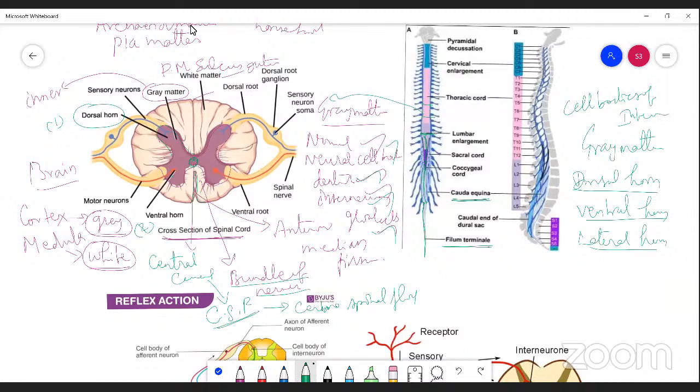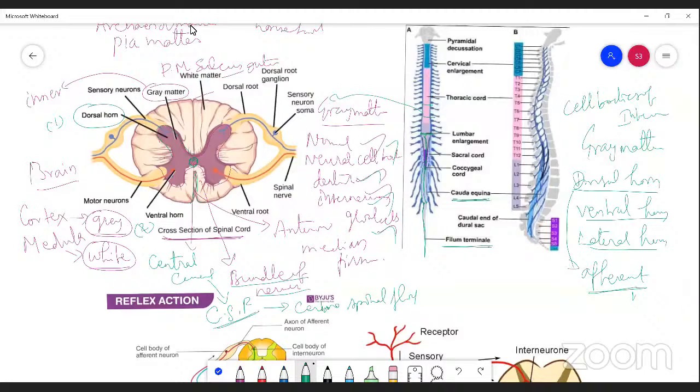These are attached. Afferent nerve terminates. Afferent neurons. So remember this one, afferent. Which one? Dorsal horn. The dorsal horn contains the cell bodies of the interneurons on which afferent neurons terminate. That means they enter in the dorsal horn.